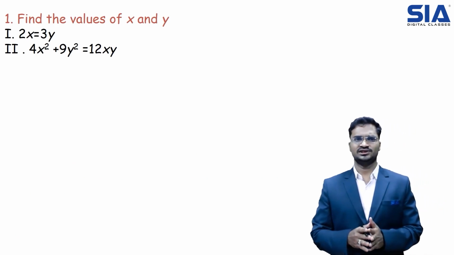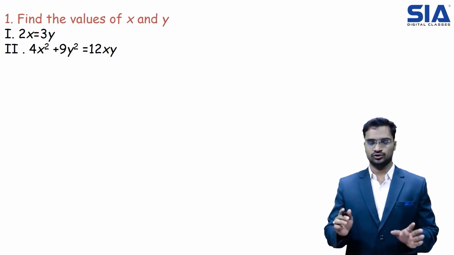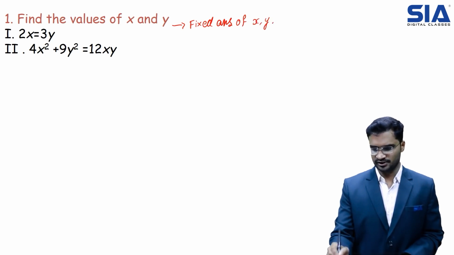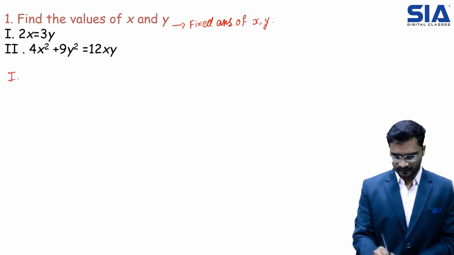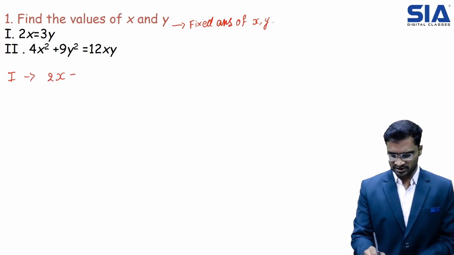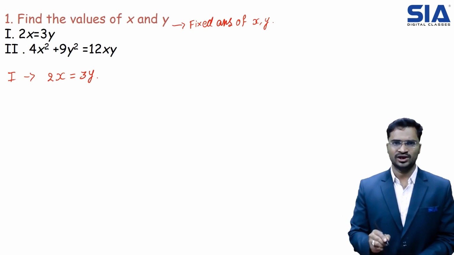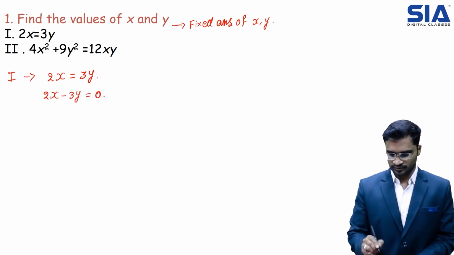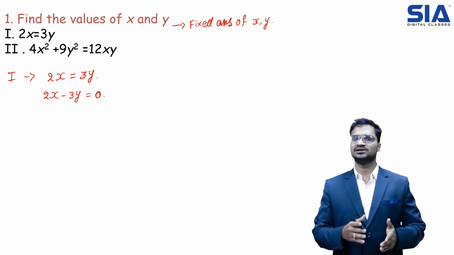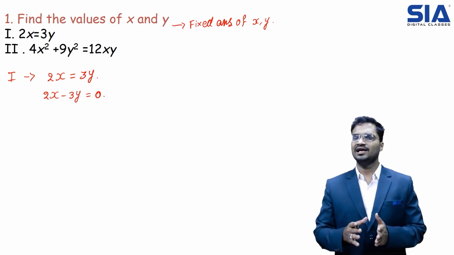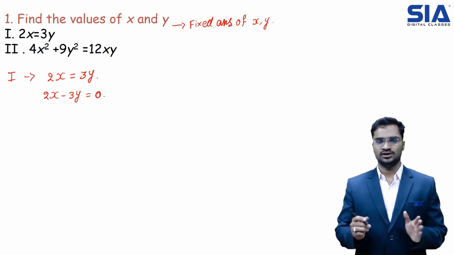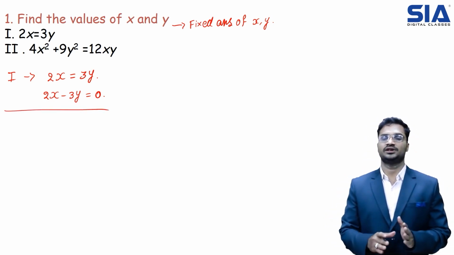The first question says to find the value of x and y. So we have to find the fixed answers of x comma y. In the first statement they are giving that 2x is equal to 3y, or I can say 2x minus 3y is equal to 0. By using this, can I say the values of x and y are fixed? No, they are not fixed, they may vary. So the first statement alone is not sufficient to answer this question.